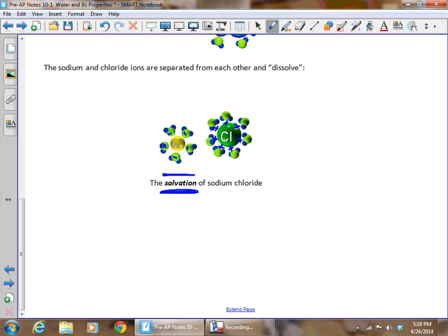Now, what happens if the attraction between the two ions is stronger, let's say silver and chloride. Silver chloride is notorious for not dissolving in water. That's simply because the attraction of the positive silver for the negative chloride is so strong that the water molecules are not able to overcome that. That's why we get a precipitate. Silver chloride is formed in a chemical reaction.